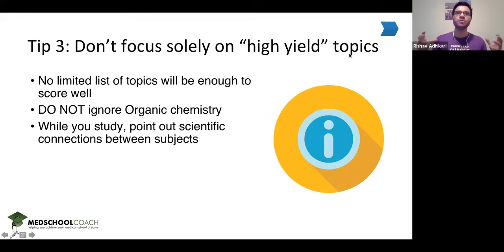And so every time you're studying a subject, you should be thinking about how this subject can connect to other subjects. How can this topic within this subject connect to other subjects that are on this section? Those are my tips for doing really well on the Chem Phys section of the MCAT.